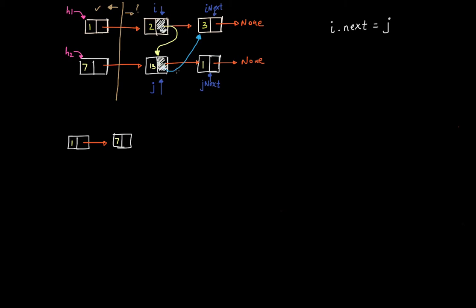j.next should be pointing at wherever i.next is pointing at. So j.next should equal wherever i.next is pointing at. Okay, so with these two sets of instructions, what has happened so far is that if you think about this vertical brown line, where would this vertical brown line have moved now?